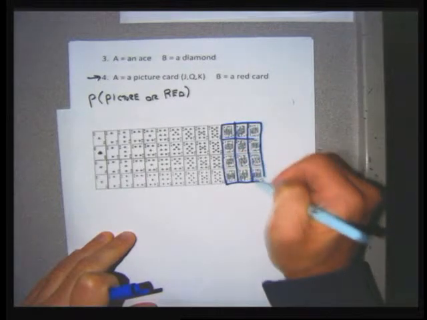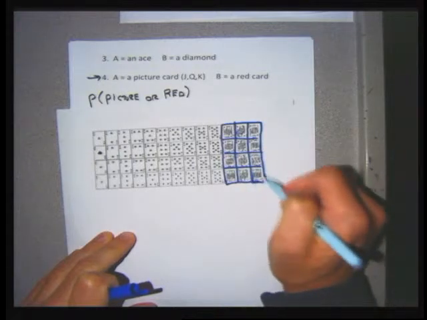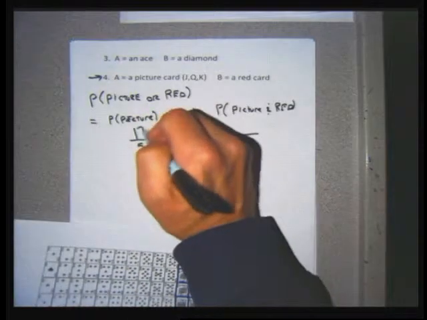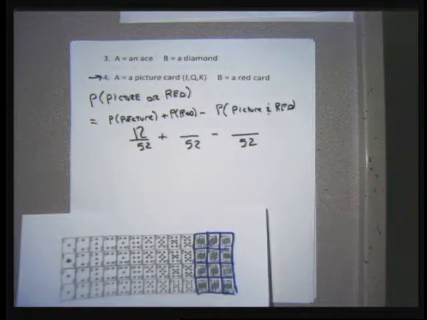I'm highlighting in blue the picture cards. So there are 1, 2, 3, 4, 5, 6, 7, 8, 9, 12 picture cards. So the probability of getting a picture card is going to be 12 over 52. So that's the probability of A. A is getting a picture card.